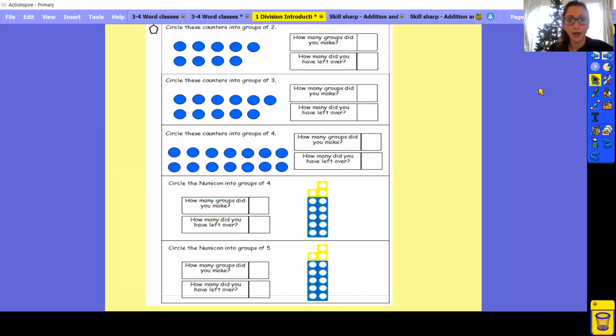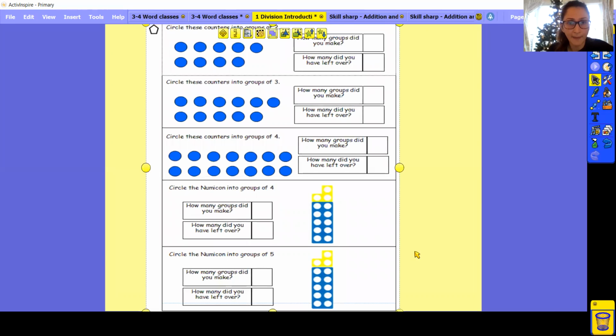So now we're going on to our new work here, okay? So circle the counters into groups, okay? How many groups did you make? How many are left over? Again, this is just the pictorial version of remainders, okay? So again, have a pause if you want to. They're also on the school website if you want to download them and print them off. That's even better if you can do. But if you would like to, you can do it on a sheet, on a piece of paper at home.